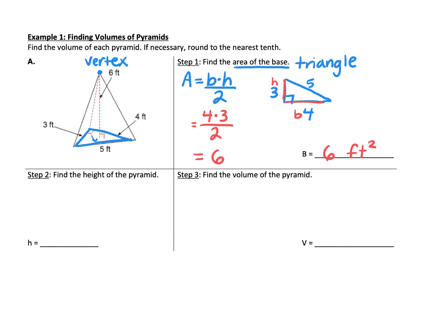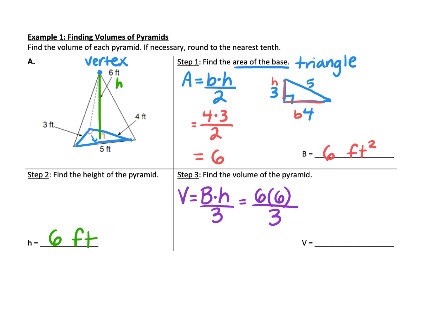Now you can see that the height of the pyramid is that 6 feet right there, the distance from the vertex to the base, 6 feet. And now we have everything we need to calculate the volume. Volume of a pyramid is the area of its base times its height divided by 3. So here that's going to be 6 times 6 divided by 3. And that ends up being 36 divided by 3, which is 12. So our volume is 12 cubic feet. Remember that volume is 3-dimensional. It's how much space it would take if we were to fill the pyramid. So your volume is always going to be the unit cubed.